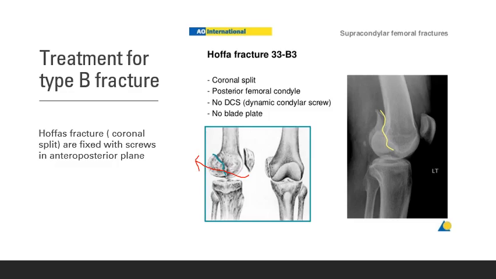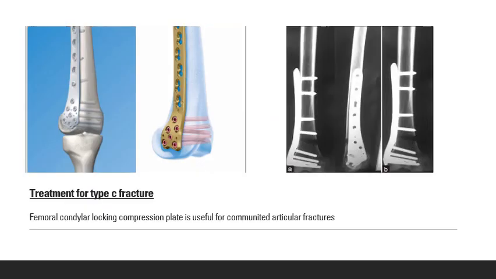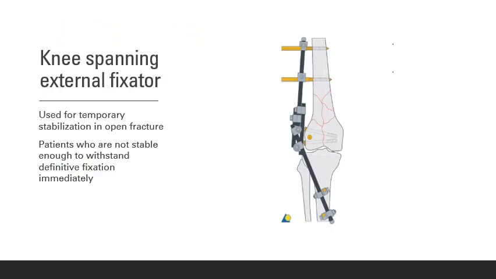Type C supracondylar femur fracture, that includes comminuted articular fractures, can be treated with the distal femoral locking compression plate, which offers both relative and absolute stability. Lastly, knee spanning external fixator can be used for a supracondylar femur fracture. These are used for temporary stabilization in an open fracture that includes type 3B, type 3C, patients who are not stable enough to withstand definitive fixation immediately.